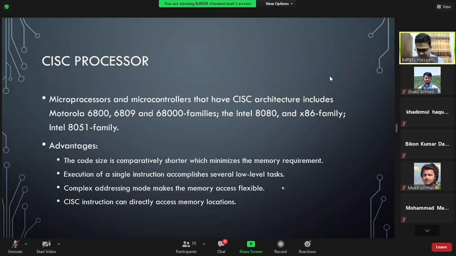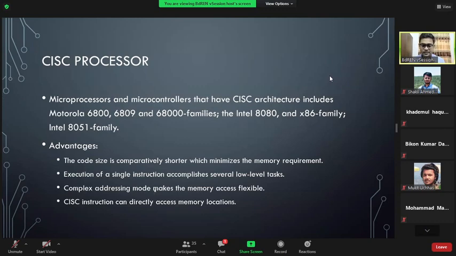What are the advantages we have of this CISC if you compare with the other processors? Obviously, as I said, the code size is not that big. It is shorter because one line of code can represent a large number of operations. For example, if you want to do one task and write the same code for other types of processors, you have to write 5 lines. But here, you just need to write 1 line.